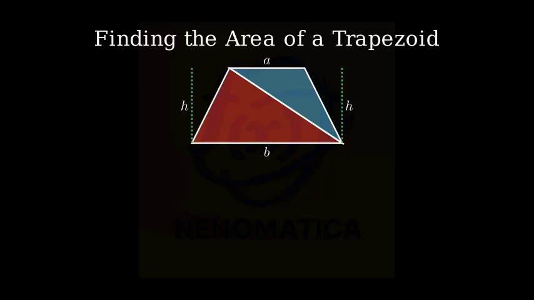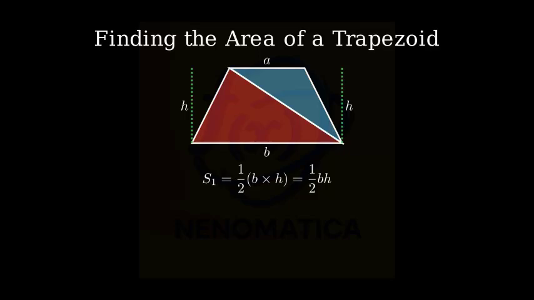First, let's calculate the area of the red triangle. We know that the area of a triangle is 1/2 times the base times the height. For the red triangle, the base is b and the height is h. So, the area of the red triangle is S1 equals 1/2 times b times h, which equals 1/2 bh.